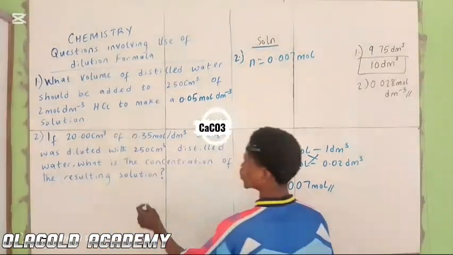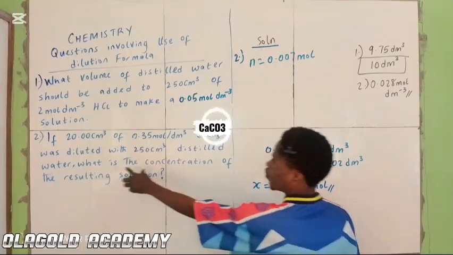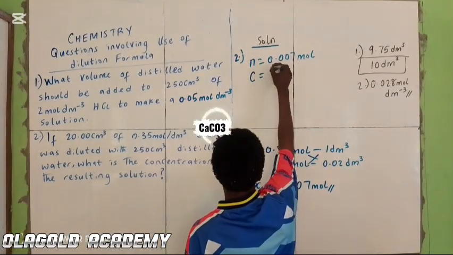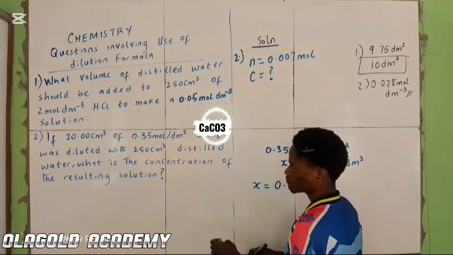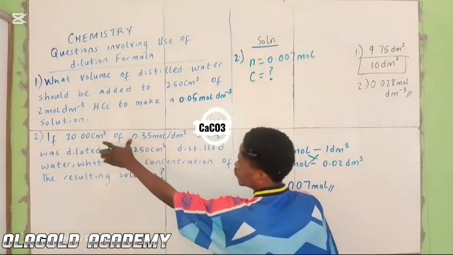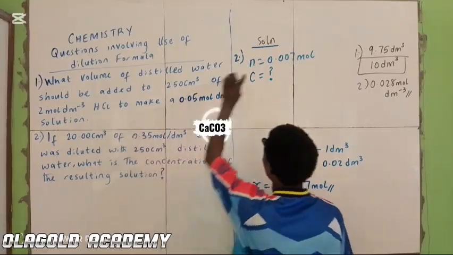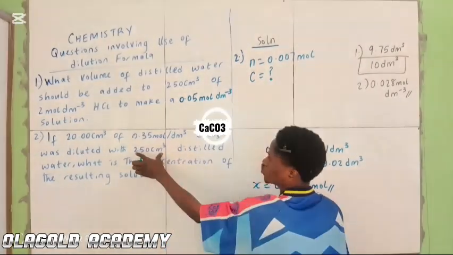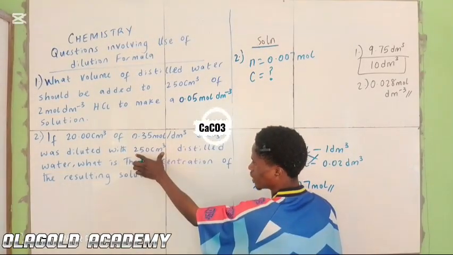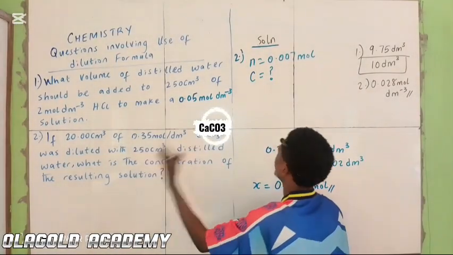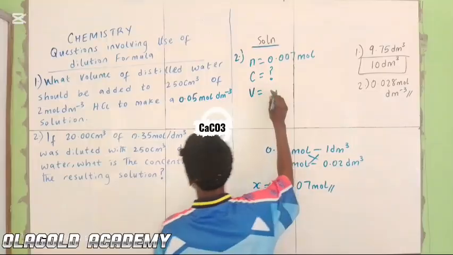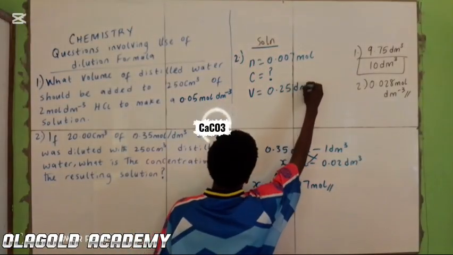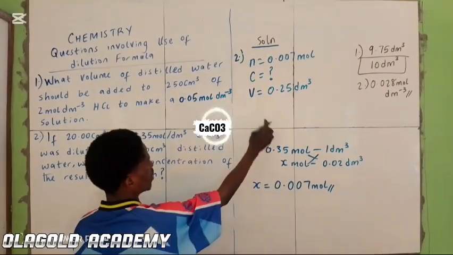Now, our concentration. The question says, what is the concentration? So concentration equals question mark. We have used this to get our mole. Now we have was diluted with 250 cm cube. This 250 cm cube, convert it to dm cube. We are going to have our volume equal to 0.25 dm cube.